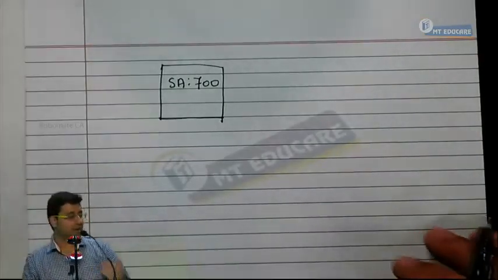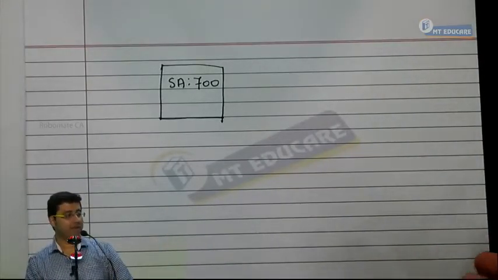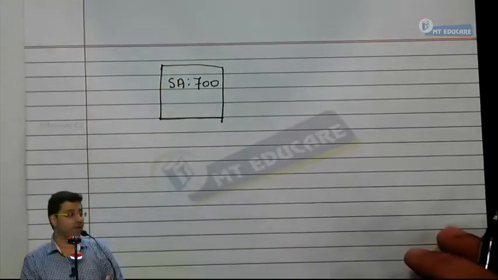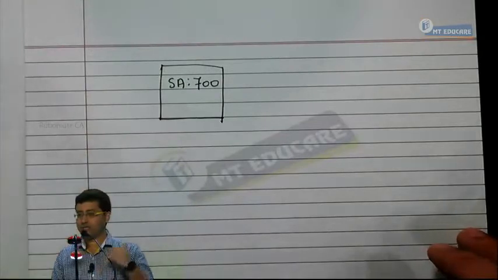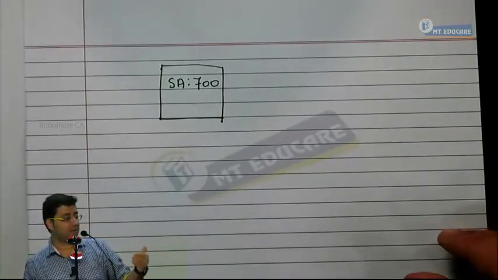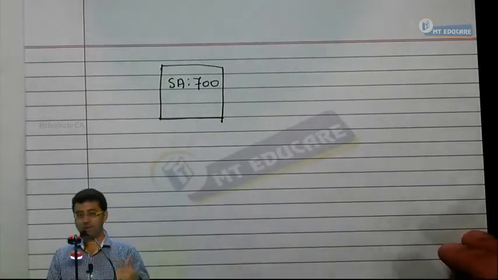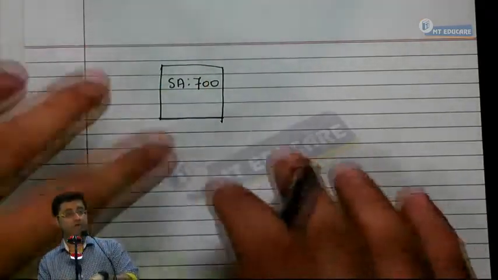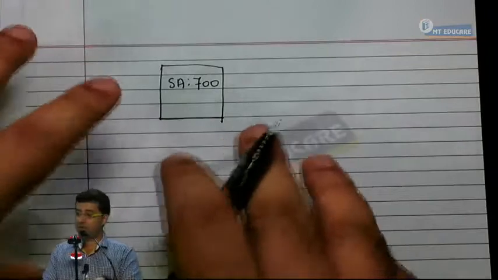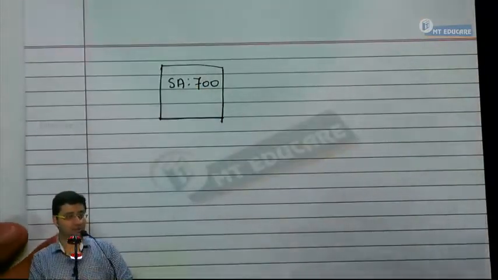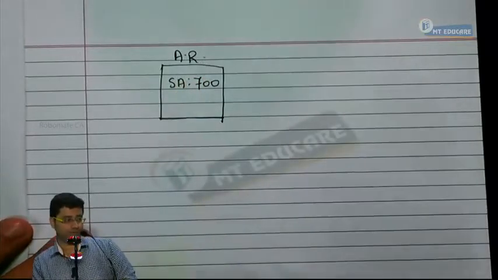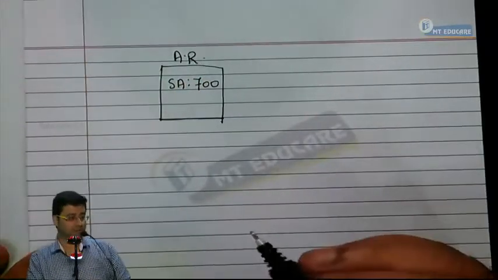Then SA 700 got revised, and by 2012 we are studying a new SA 700 and an SA 705. SA 705 contains qualified, adverse and disclaimer, whereas SA 700 contains only unqualified opinion. But prior to 2003, everything was part of SA 700 only. It was just a one page audit report, which was not conveying adequate meaning.